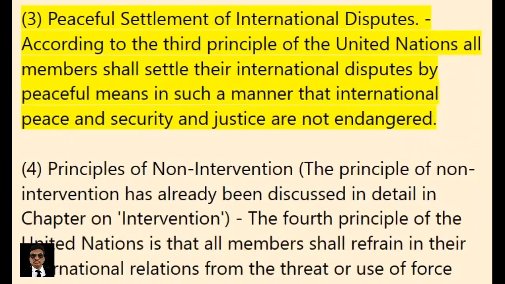3. Peaceful settlement of international disputes. According to the third principle of the United Nations, all members shall settle their international disputes by peaceful means in such a manner that international peace and security and justice are not endangered.